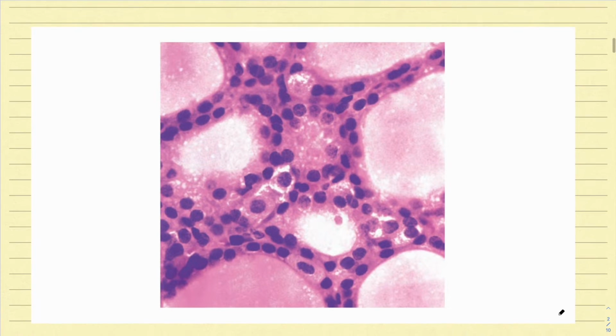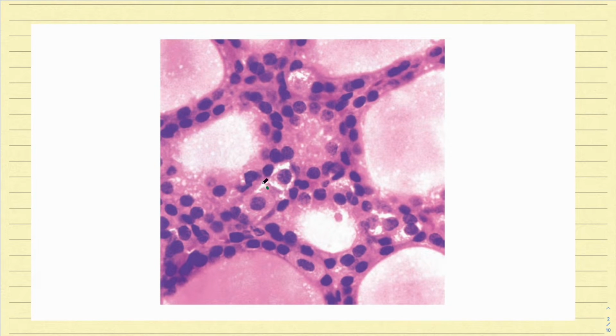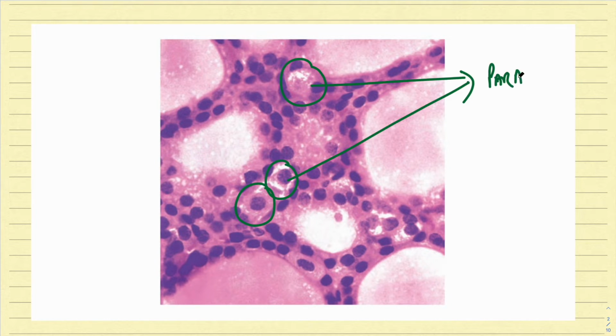Now if you see in this diagram, I wanted to show you certain cells which have a more abundant amount of cytoplasm, which are larger as compared to the thyroid follicular cells, with clear to pale cytoplasm, okay? So any guesses what these cells are? These are the parafollicular cells.